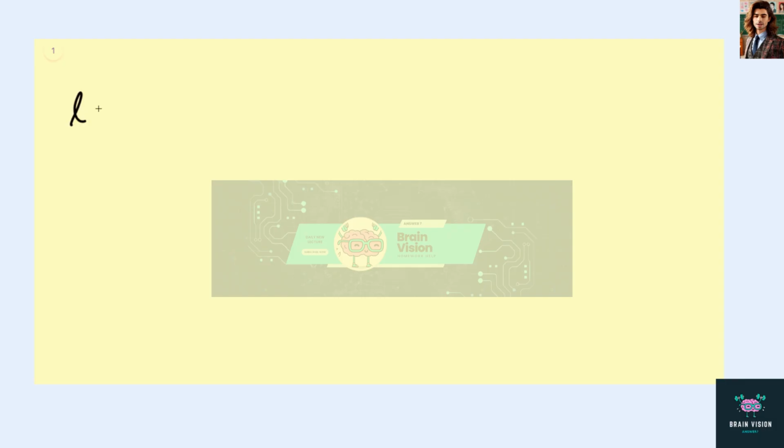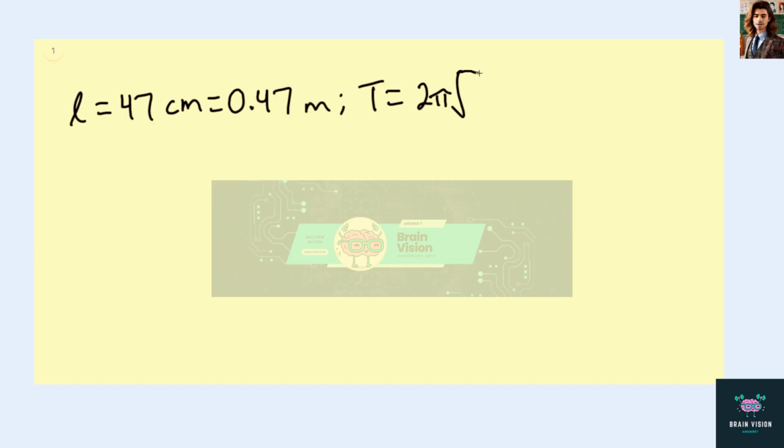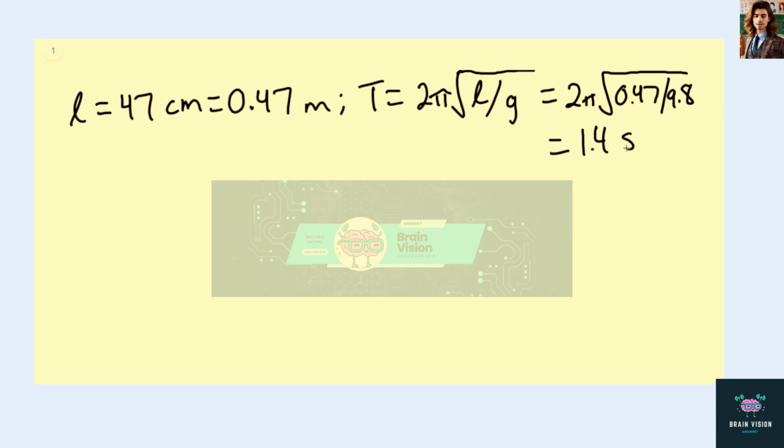So we have L equaling 47 centimeters or 0.47 meters. And the period of a pendulum on Earth is simply 2 pi times the square root of the length of the pendulum divided by gravity. So this will simply be 2 pi times the square root of 0.47 divided by 9.8. And this is going to be equal to 1.4 seconds.